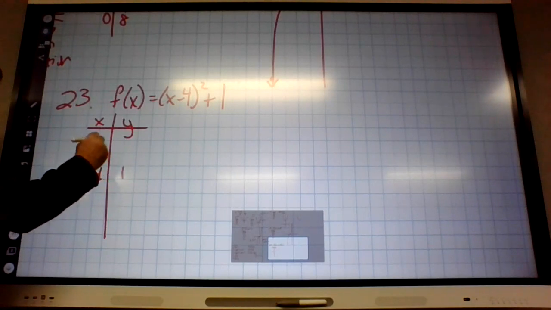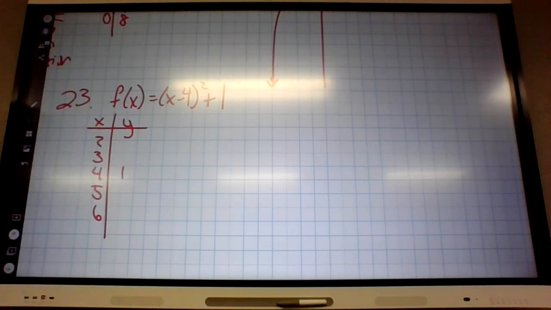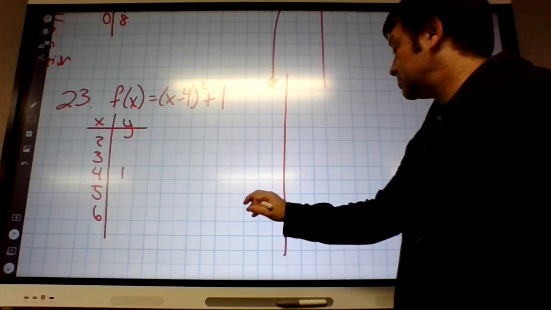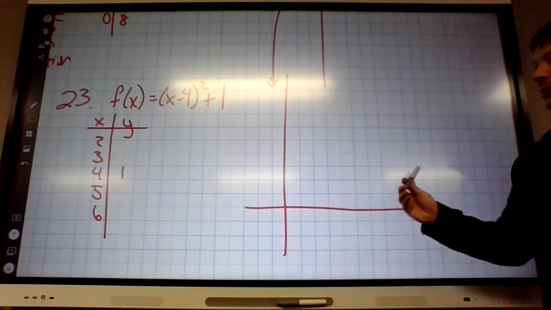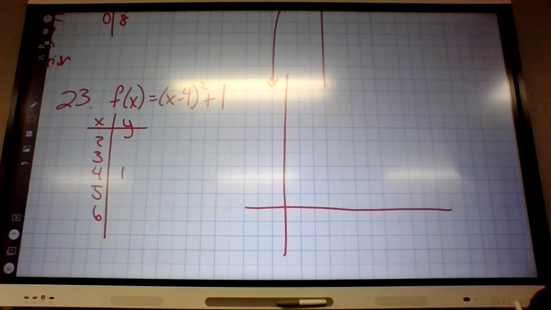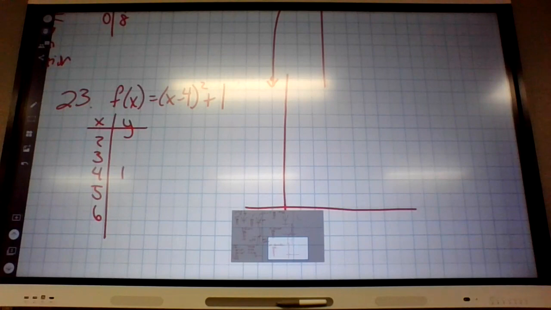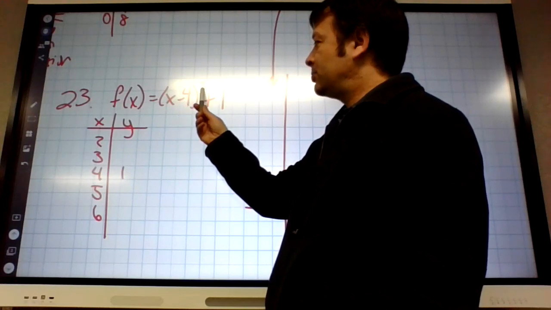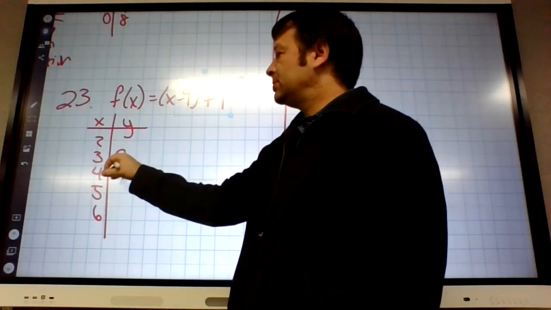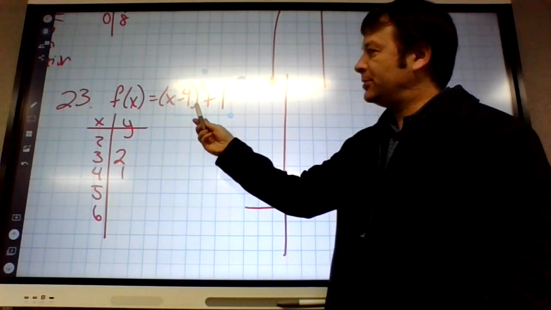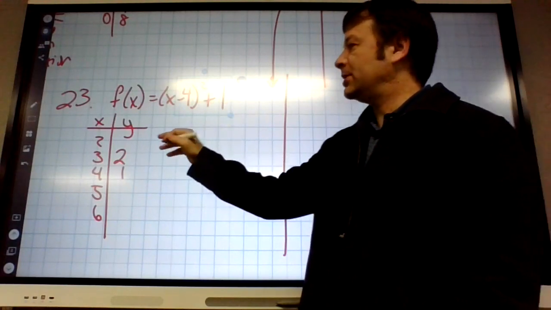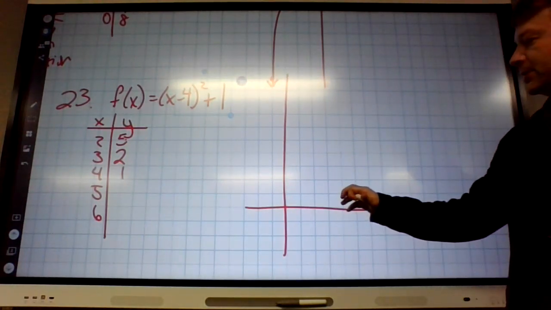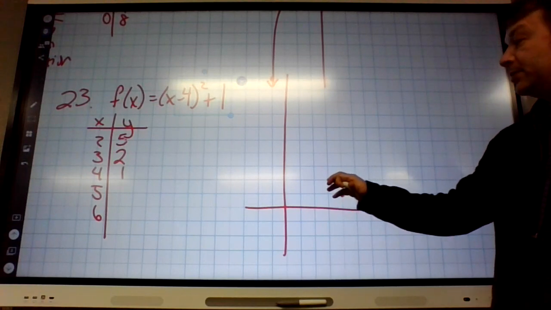I'm going to choose x values close to the vertex. Plug those in. When you go to your graph, it should be kind of over here in the first quadrant. Everything's going to be happening in the first quadrant. Probably doesn't have to be that big. All right, if I plug in a 3, 3 minus 4 is -1, squared is +1, +1, 2. 2 minus 4 is negative 2. Negative 2 squared is 4. 4 plus 1 is 5. You can kind of cheat on these with your graphs because 4, 1, 3, 2, 2, 5.